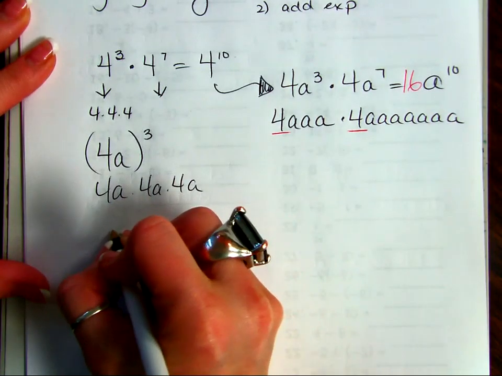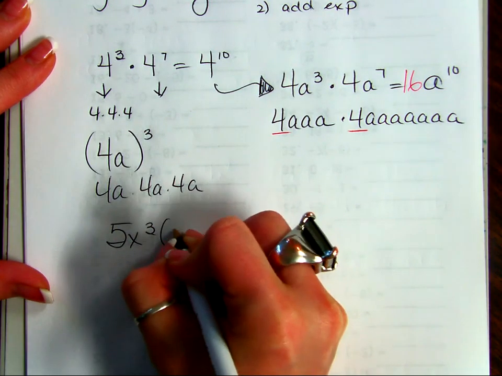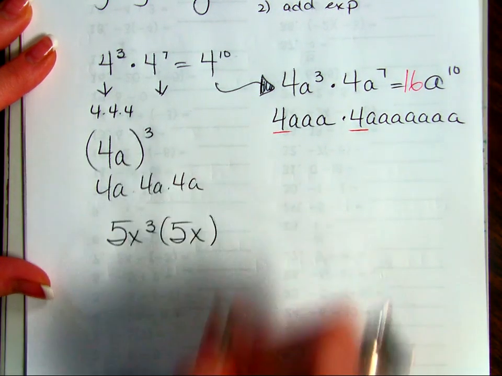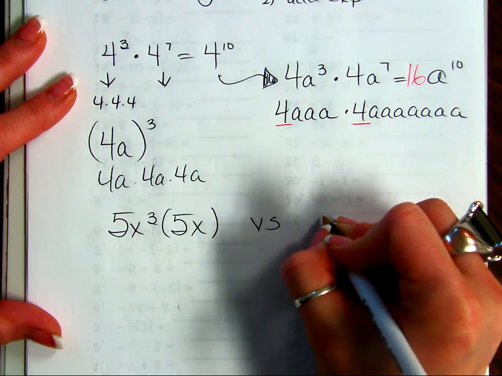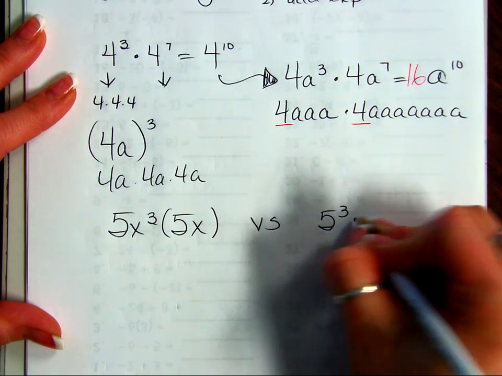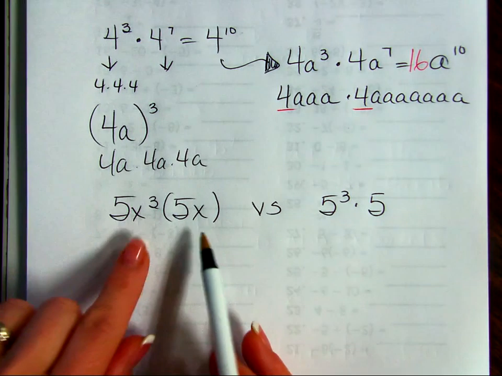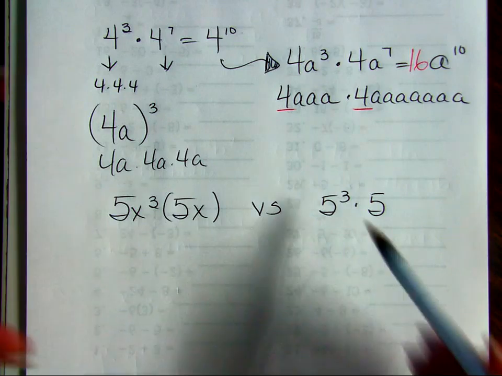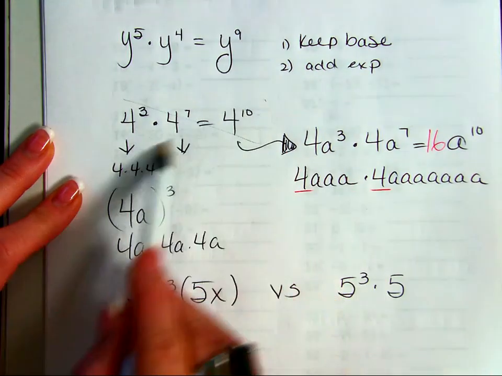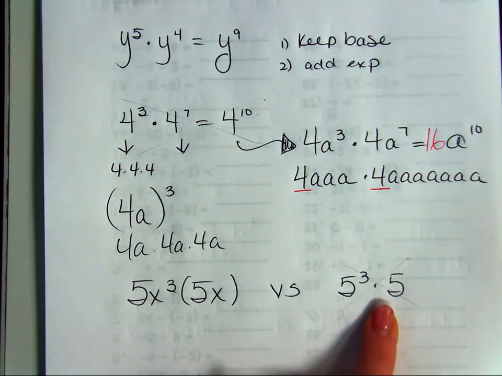What if I asked you to multiply 5x to the third times 5x, just like that, versus just 5 to the third times 5. Do you see what I did? I just kind of took that little x out there. And here's what's so crazy. The worksheet I give you isn't going to give you any like this. I probably should have put some of those on there. But I have to teach you this because you'll see them at some point.